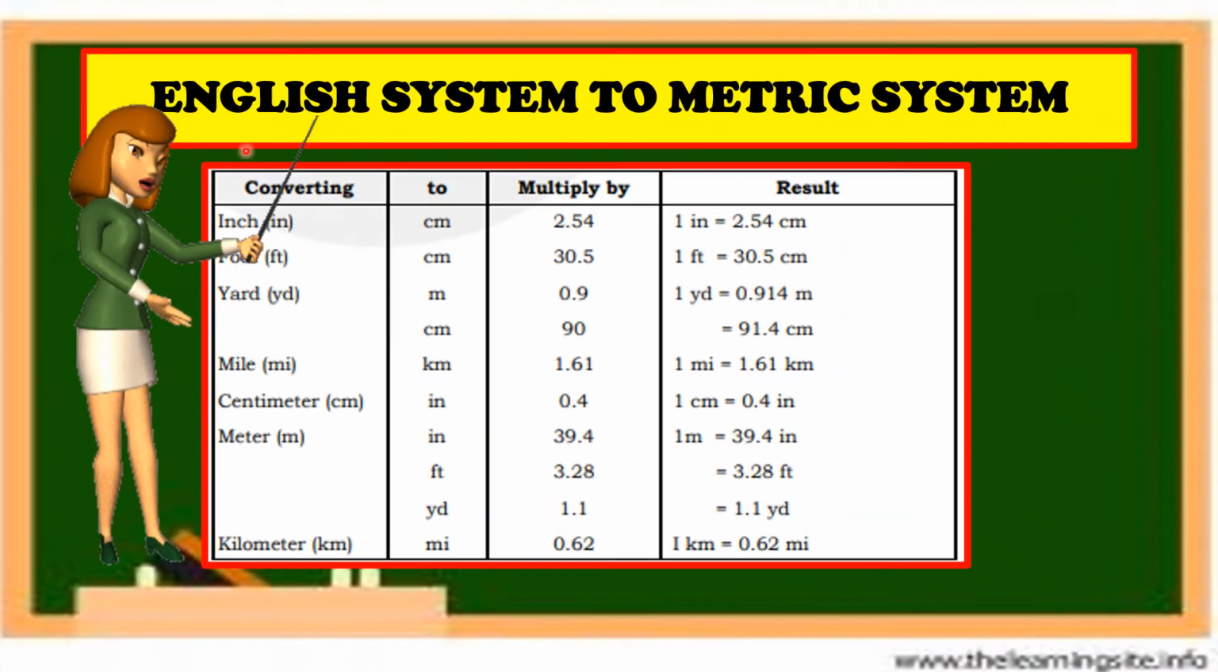And the conversion factors for English system to metric system. 1 inch equals 2 and 54 hundredths centimeters. 1 foot equals 30 and 5/10 centimeters. And the others.